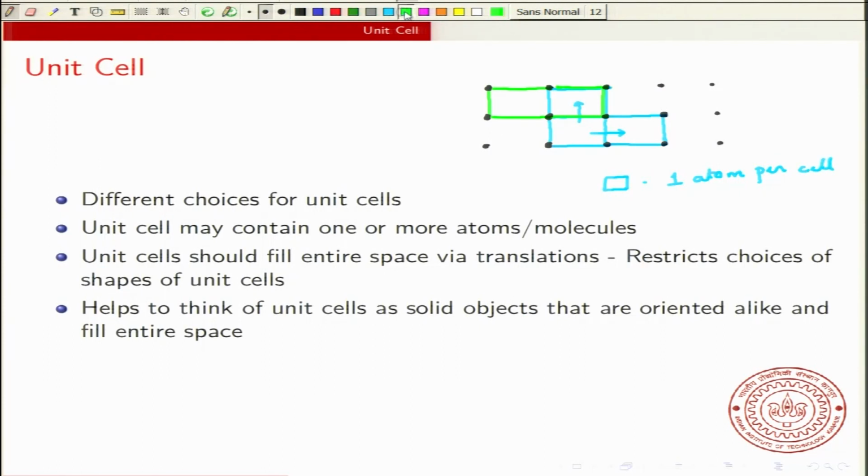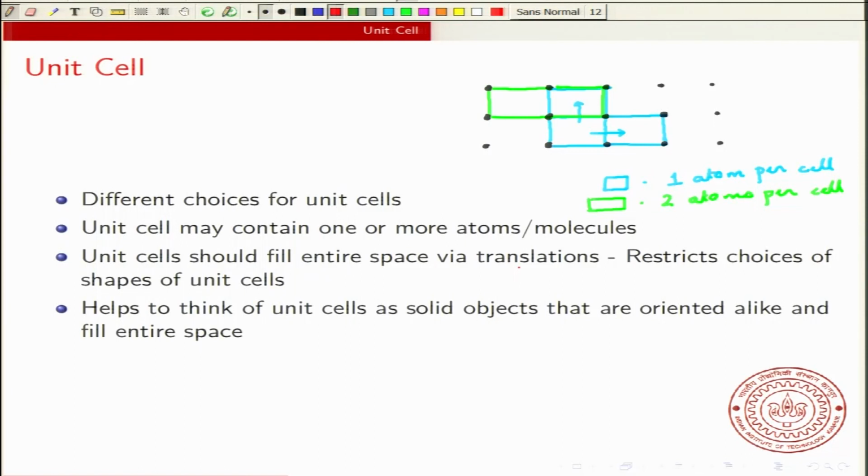Whereas the green one, as you can see, contains 2 atoms per cell. Now, there is another very important restriction about the unit cell, and I mentioned this, that the unit cells should fill the entire space via translations. Okay, and this actually restricts the choices of available shapes of unit cells.